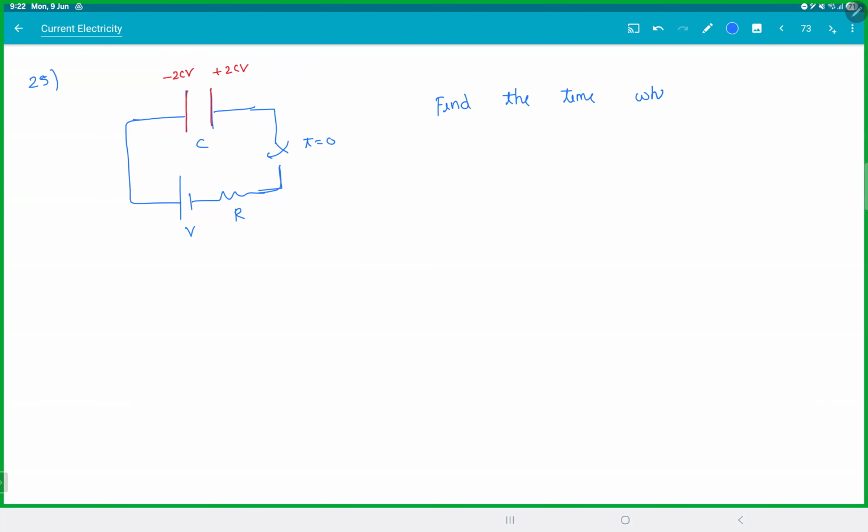Find the time when the charge on the left plate becomes CV by 2. This plate's charge should become CV by 2. What is the time?